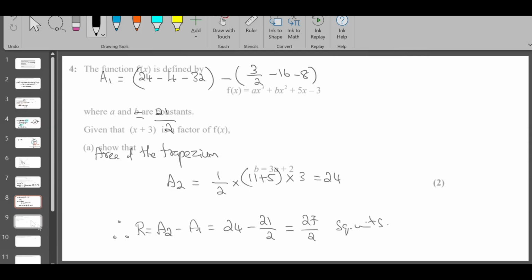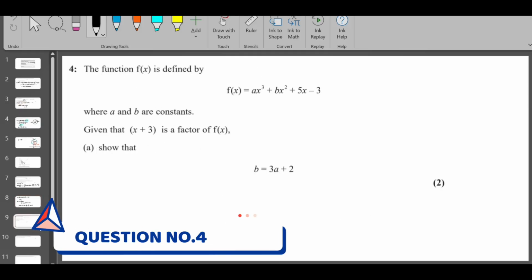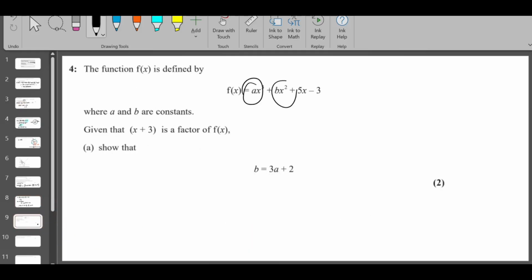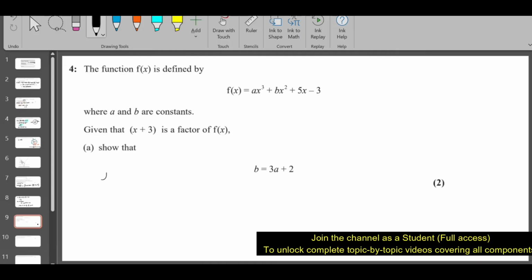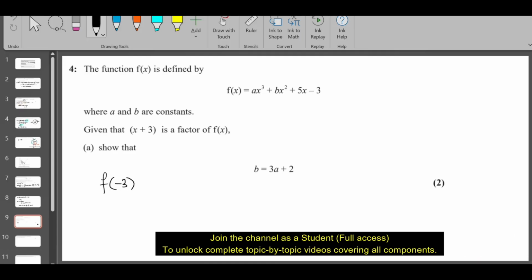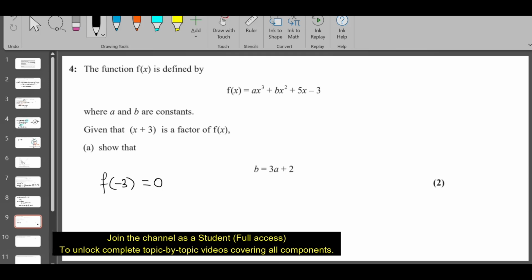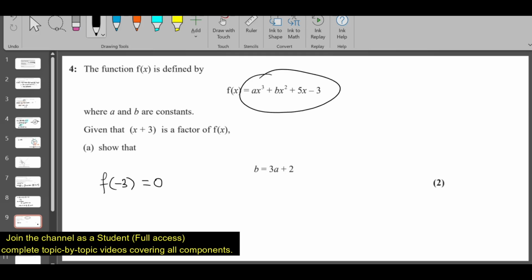That's all. Question number 4. We have a function given, that has a and b here, two unknowns. Given that x plus 3 is a factor, show that b is this. If x plus 3 is a factor, if you replace x by minus 3 into the function, you will get 0. So replace x by minus 3 here.